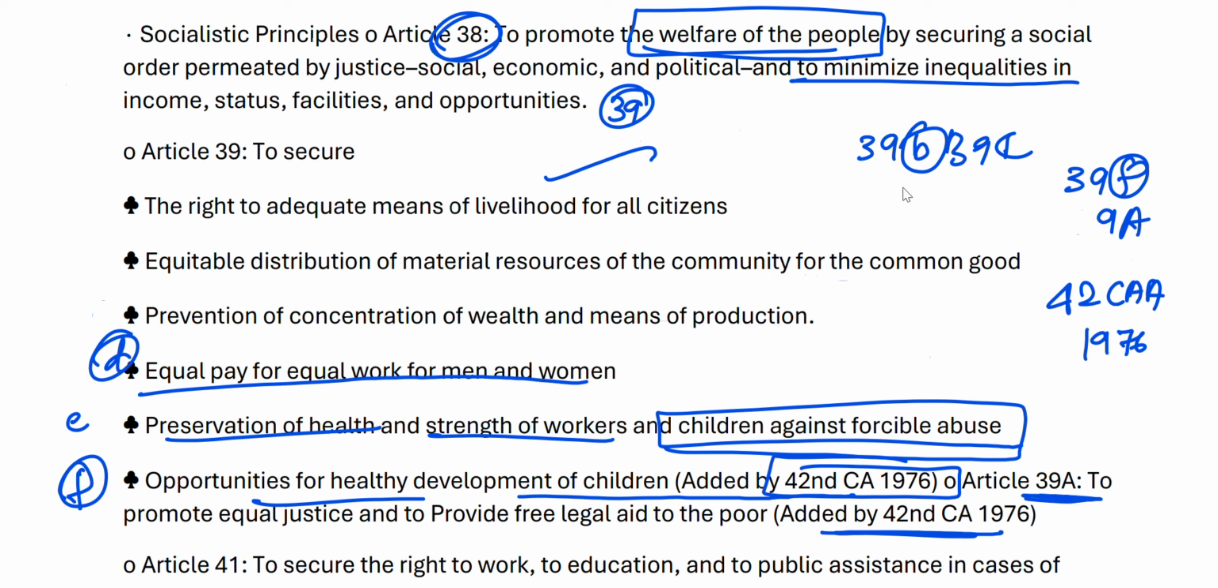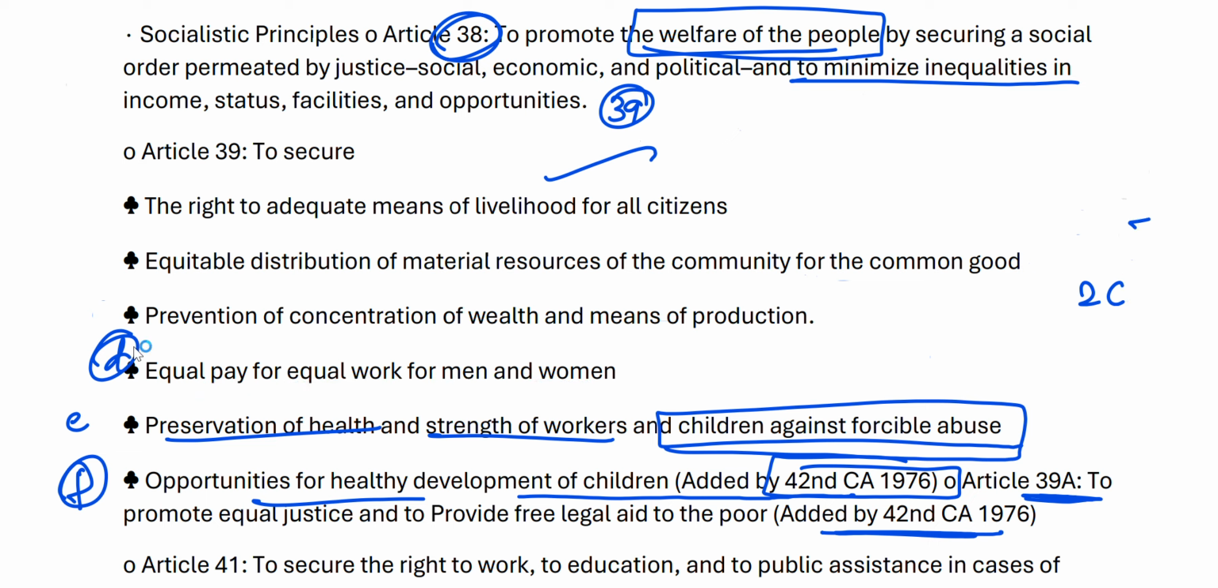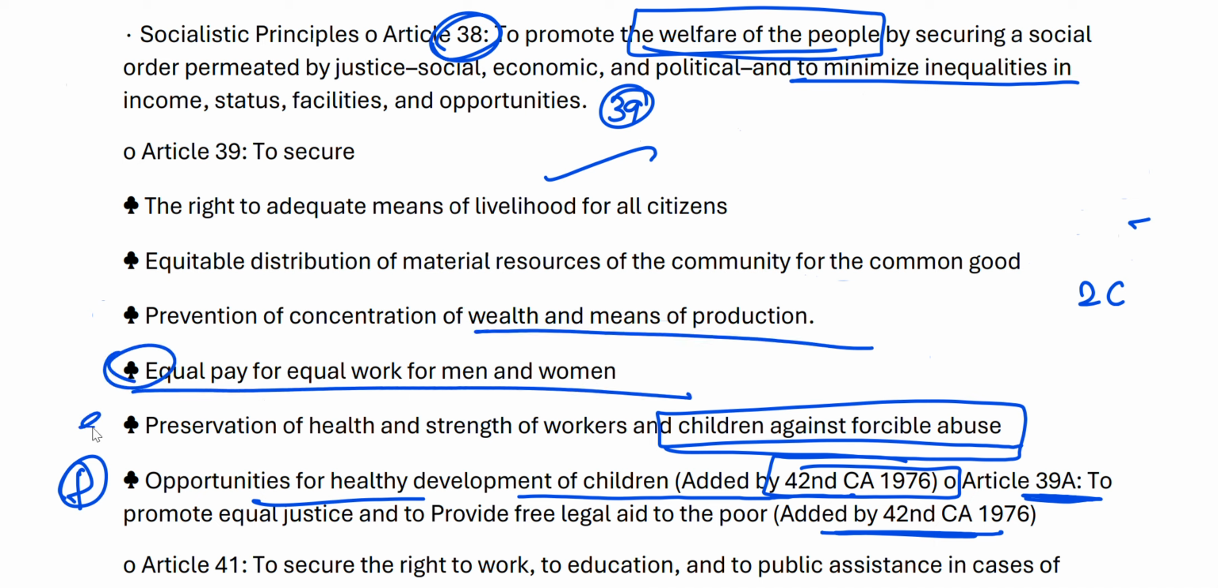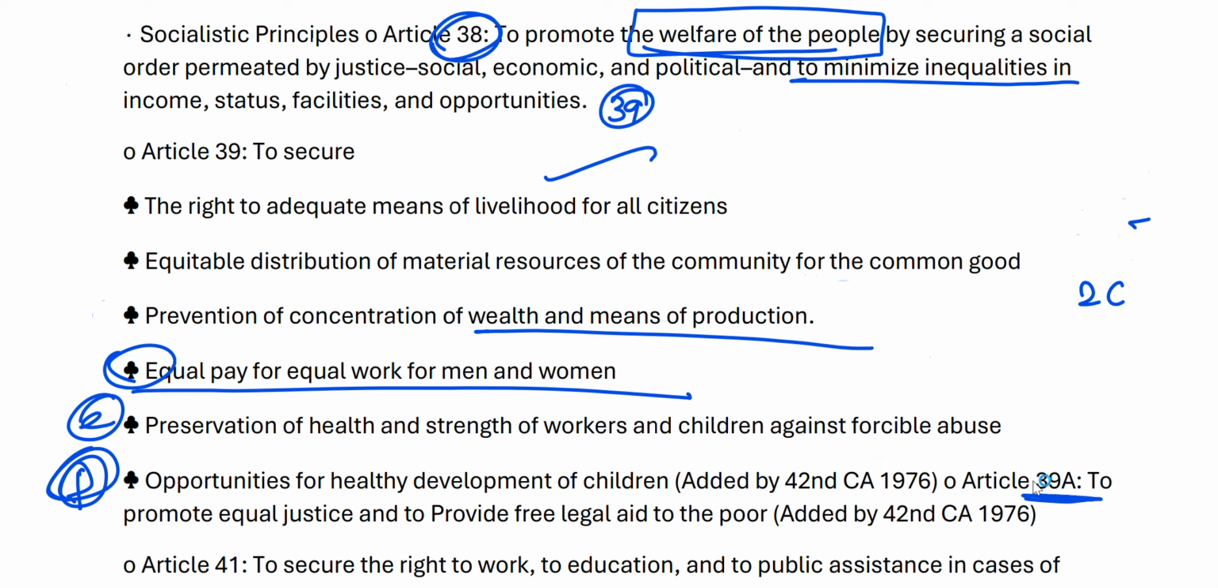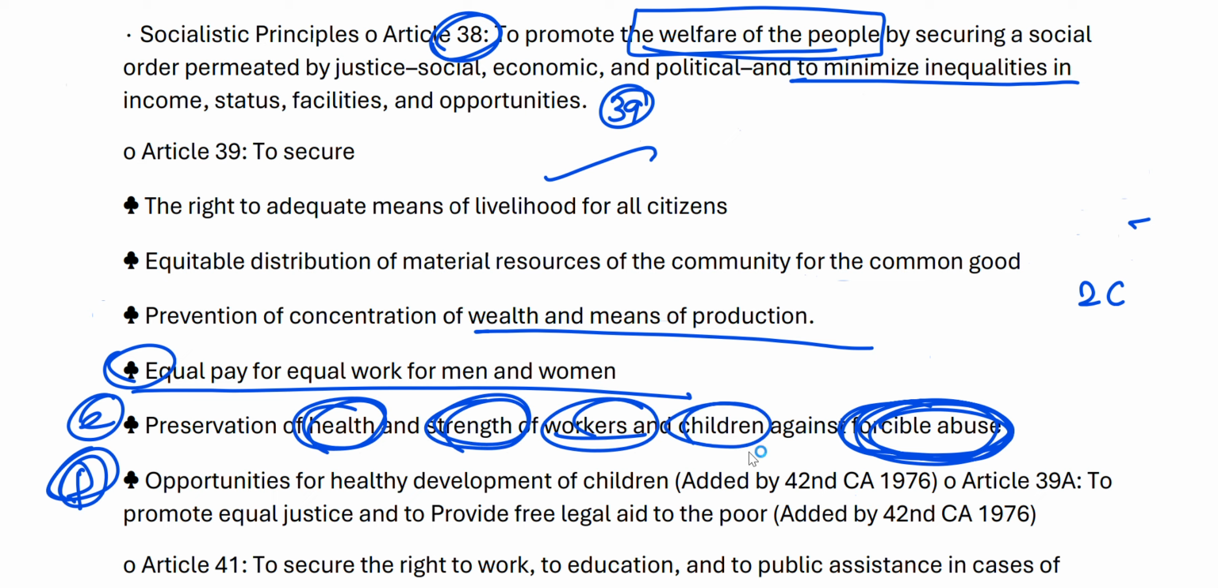And 39C is to prevent the concentration of the wealth and means of production. And D is equal pay for equal work. E and F is what we have to remember. It is health, right? So preserve the health and strength of the workers and children against forcible abuse. What do we have to preserve from the abuse? We need to preserve the health and the strength of the workers and the children against the abuse.